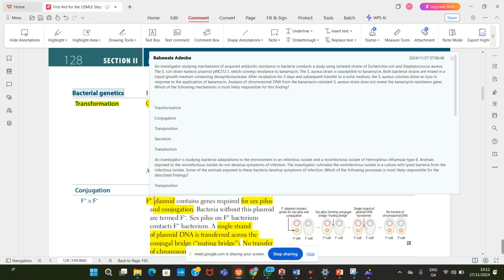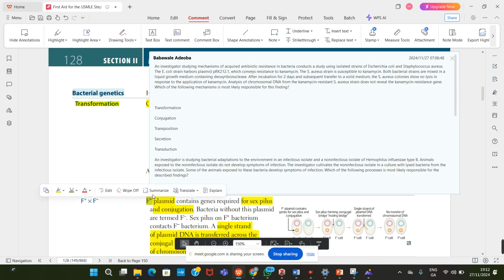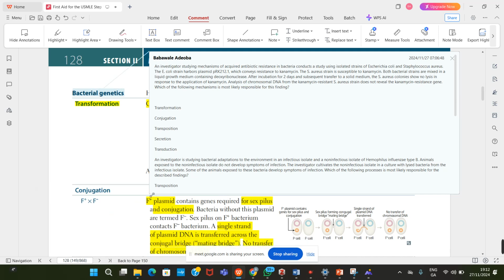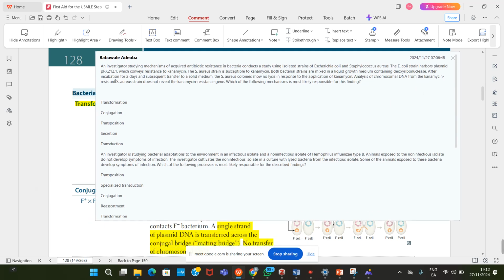An investigator studying the mechanisms. This question is very tricky, so let's pay attention. Don't get distracted. An investigator studying mechanisms of acquired antibiotic resistance in bacteria conducts a study using isolated strains of E. coli and Staph aureus.